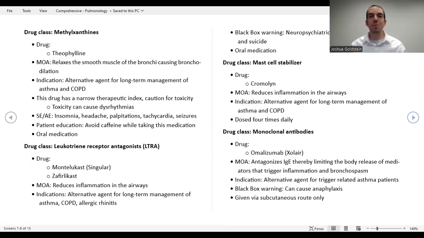I'll give you a second to get it. Too late. The drug over there is caffeine, the most consumed drug in the world, and that is actually a methylxanthine. So caffeine and theophylline are both in the same class. That's why they both have the same suffix.